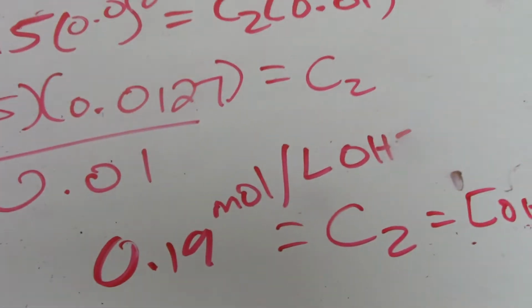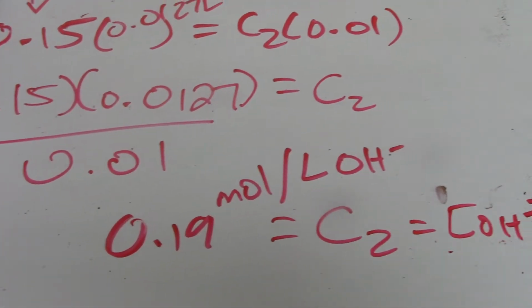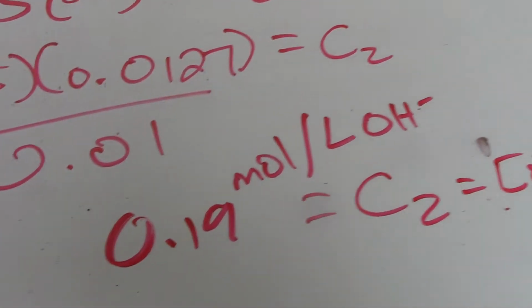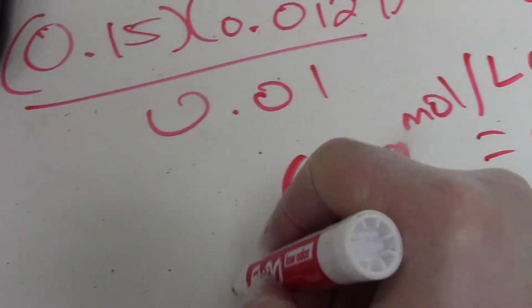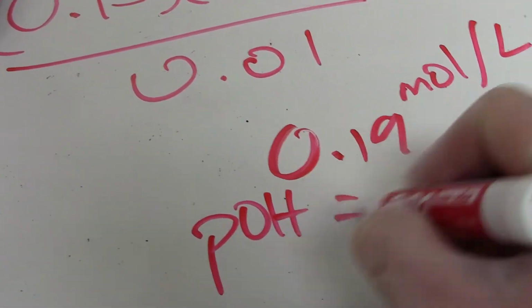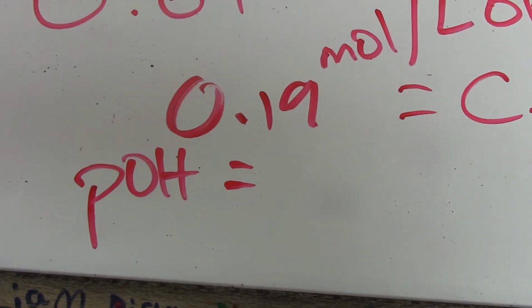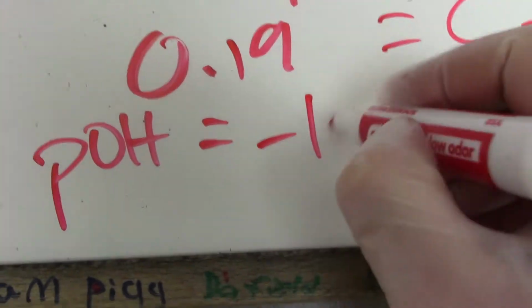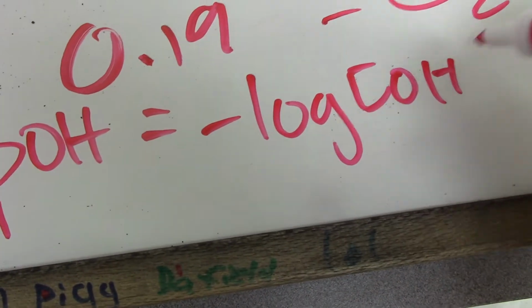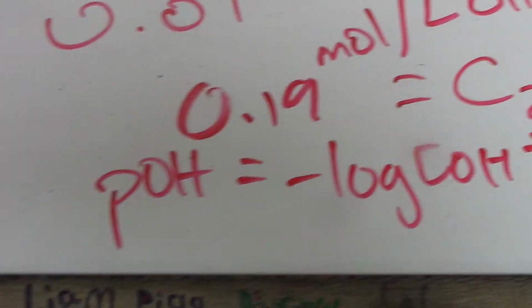So I've got this, right? 0.19 moles per liter of OH negative. I can solve for the pOH. Remember, that is the negative log of hydroxide. So I solve for this from my titration that I just did for you.